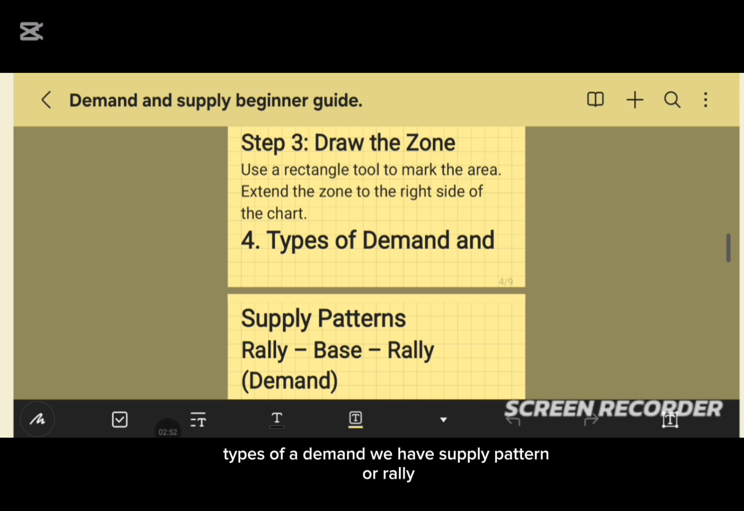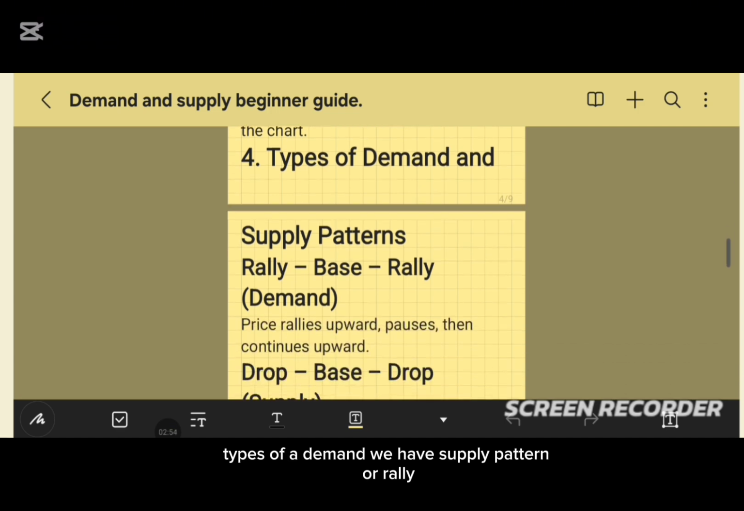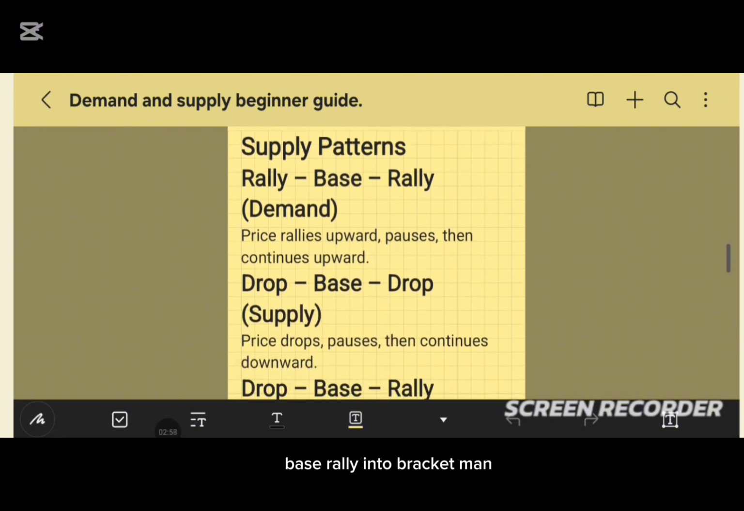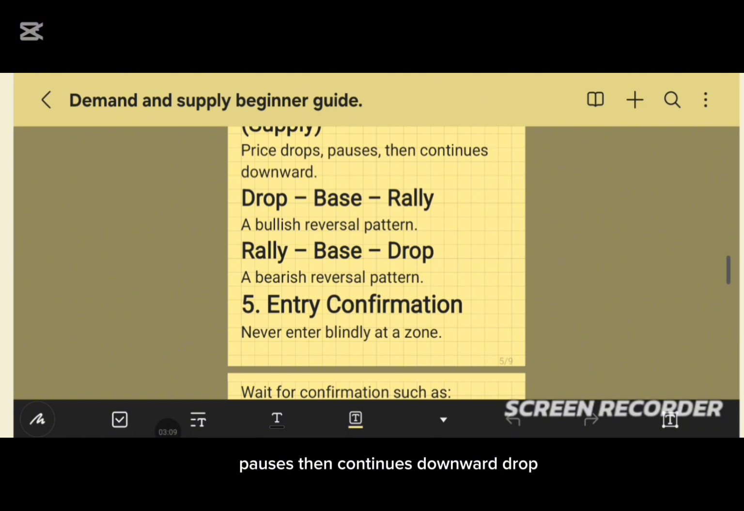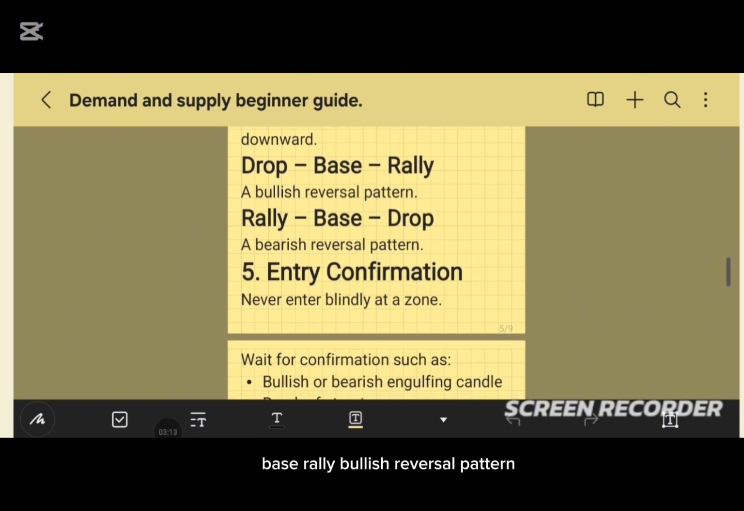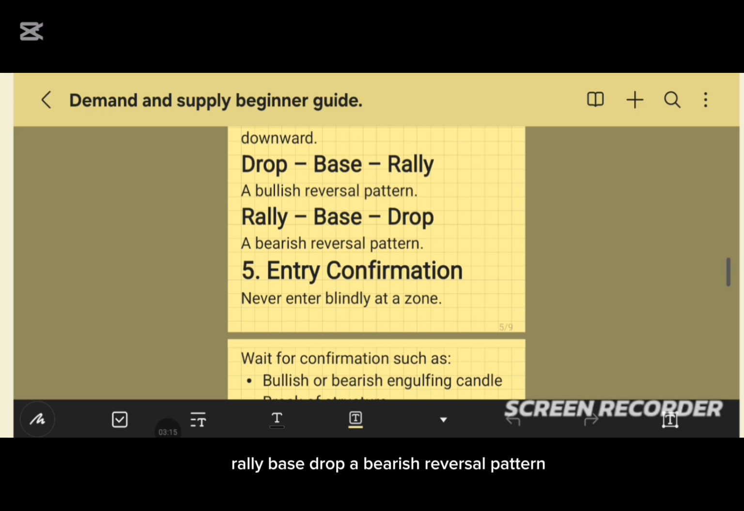Types of demand and supply patterns: Rally base rally, a demand continuation pattern. Price rallies upward, pauses, then continues upward. Drop base drop, a supply continuation pattern. Price drops, pauses, then continues downward. Drop base rally, a bullish reversal pattern. Rally base drop, a bearish reversal pattern.